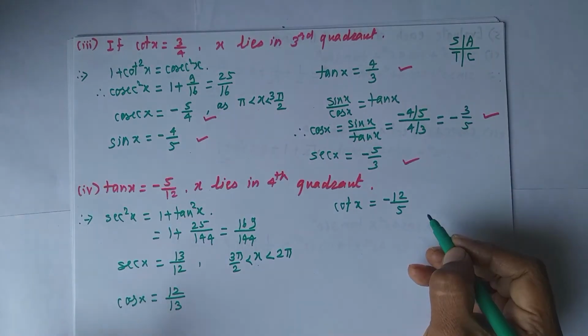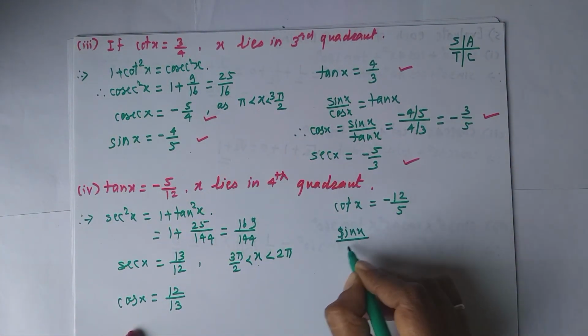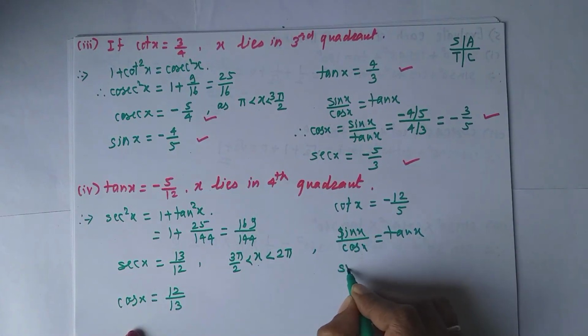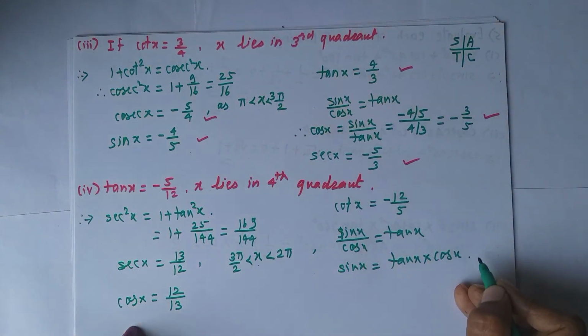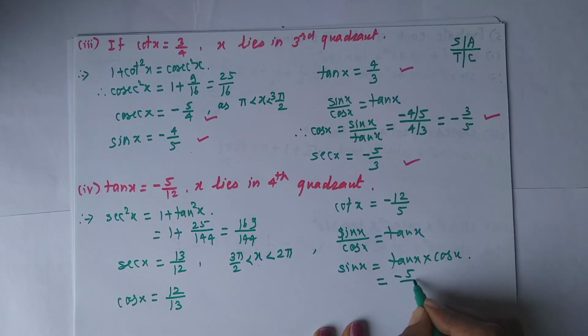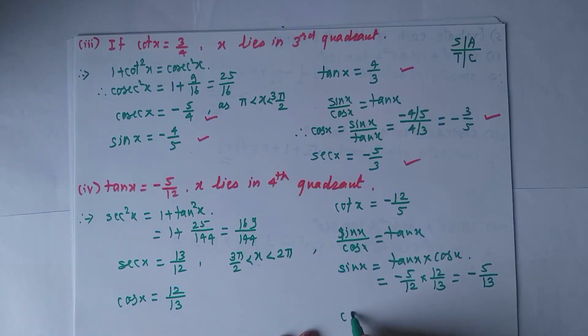Now what remains? Here sin will remain. Now we know that sin x divided by cos x means what? Tan x. Then you write down here sin x is equal to tan x into cos x. You keep the value of tan x, that is minus 5 by 12, and value of cos x, 12 divided by 13, and you will get sin minus 5 divided by 13. You take the reciprocal of sin, you will get cosec, that is minus 13 by 5.